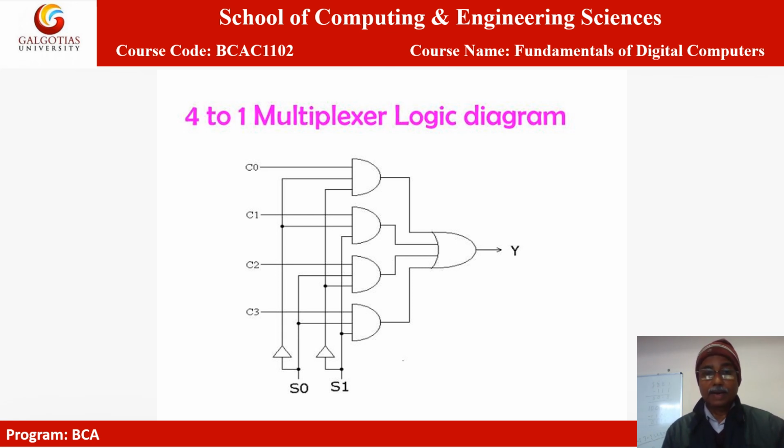In the third AND gate, C2 is 1, S0 is already 1, and S1 is entering with an inverter circuit. So the value of S1 is 0, and this inverter will make it 1. So all three inputs in the third AND gate will be 1. So in this case, only C2 information will pass through. So when the value of S0 is 1 and S1 is 0, the information of C2 will be carried forward.